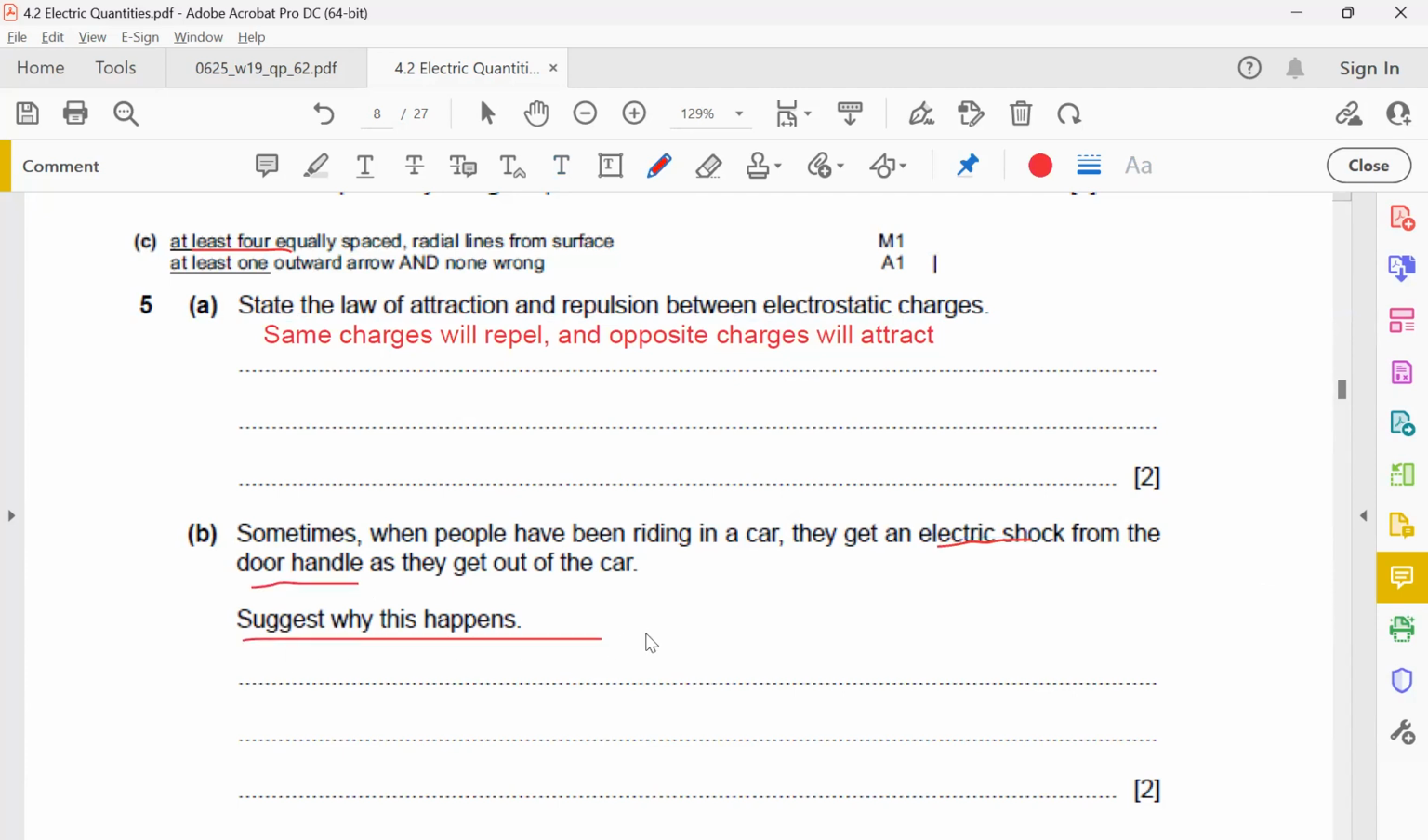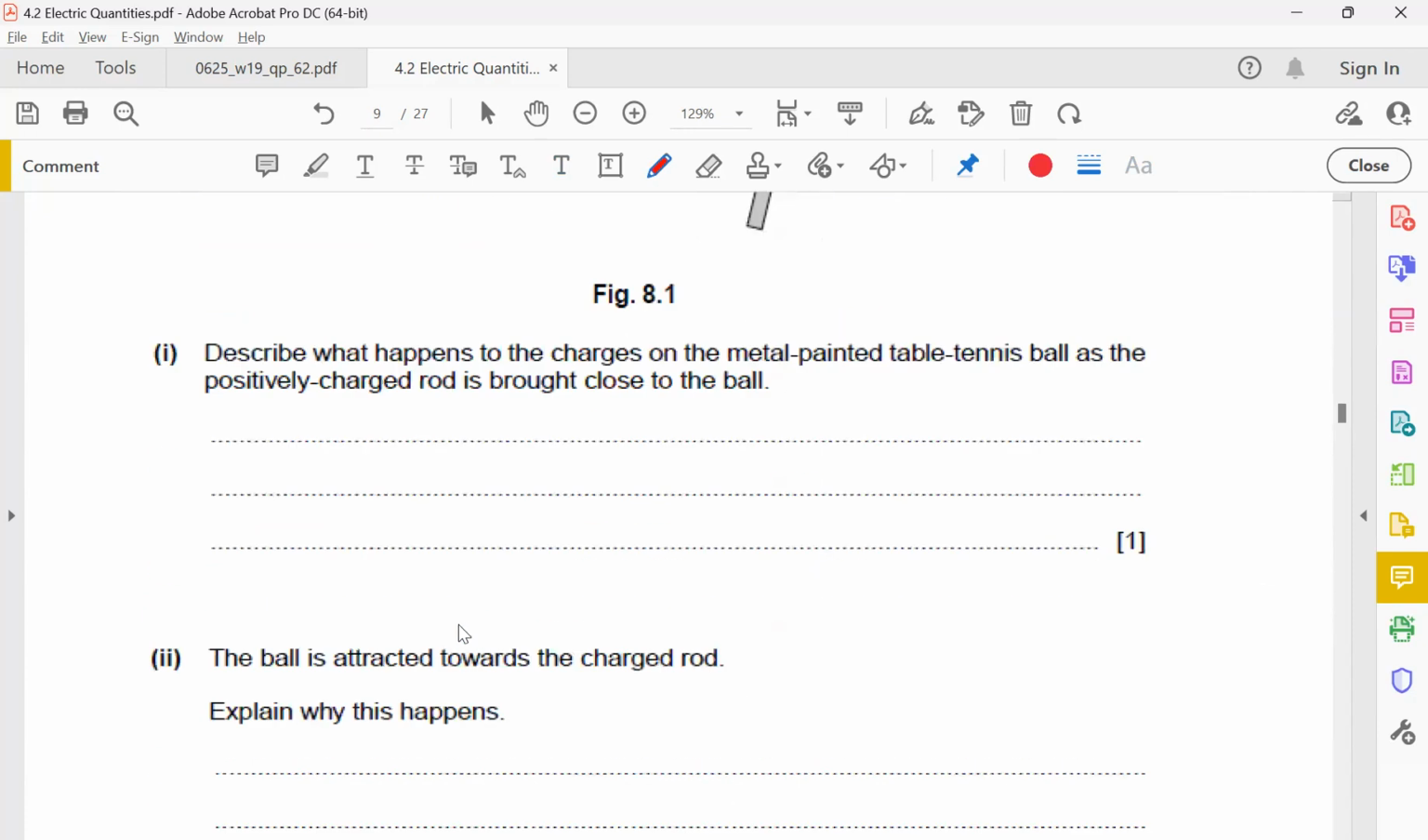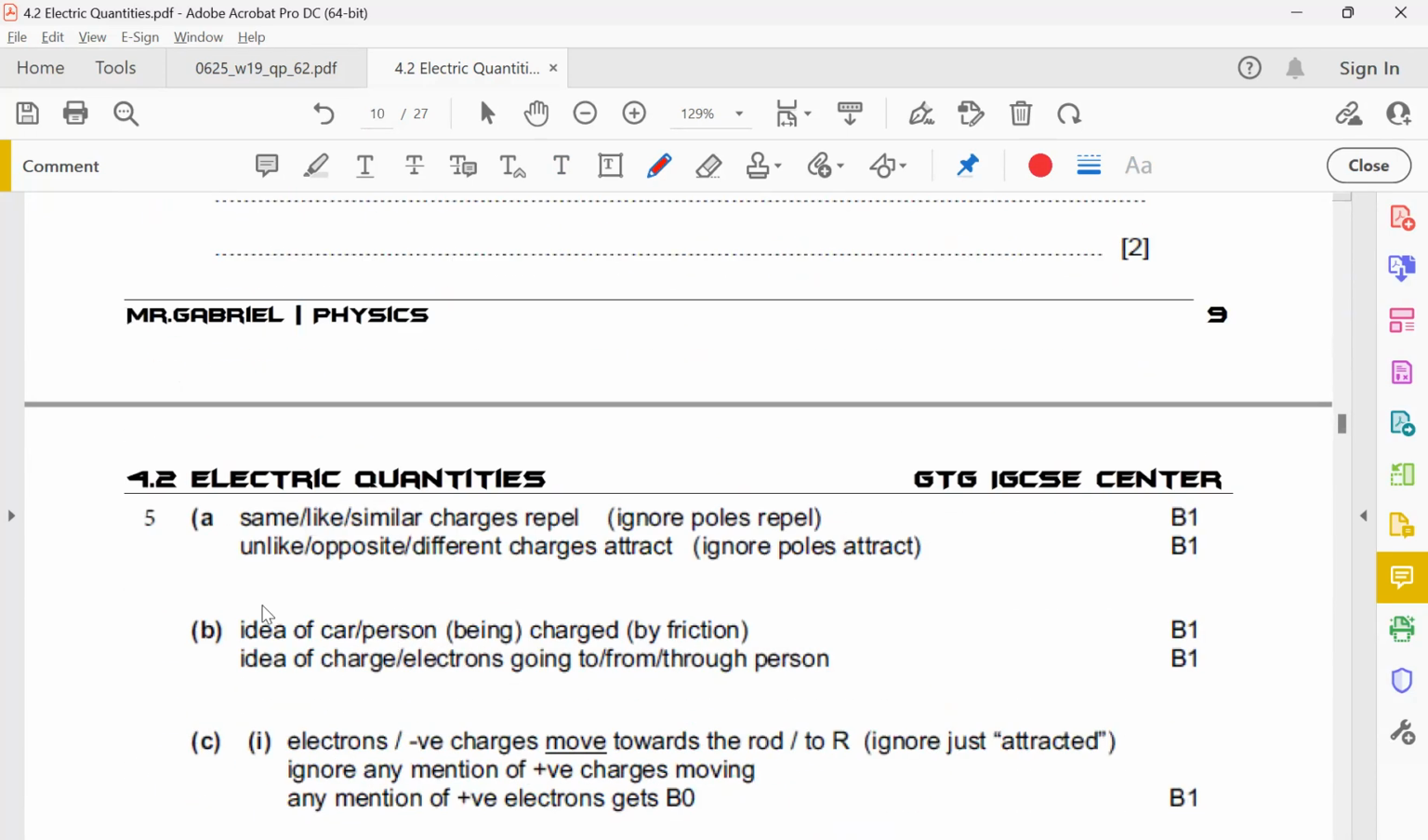This is what I mentioned last week, right? This is like the miniaturized thunder strike, right? The miniaturized thunder strike is due to the transference of electrons, right? So you're supposed to state something along this line. You either say that the electrons are transferred from the person to the door handle, or the door handle transfers electrons to the person, as you can see somewhere here.